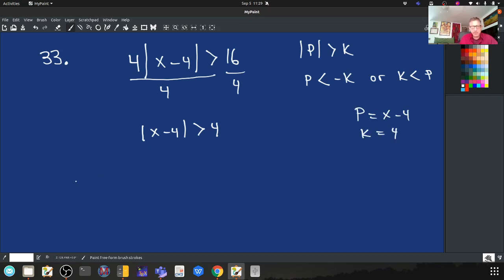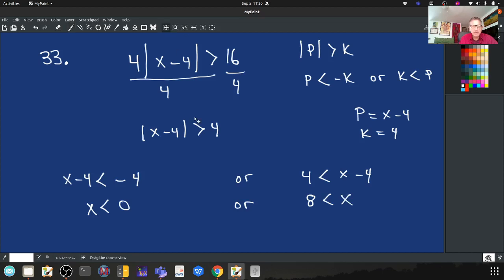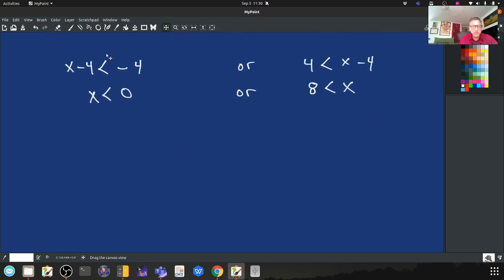So that means x minus 4 is less than minus 4, or 4 is less than x minus 4. So let's solve this one. I'm going to add 4 to both sides. This tells me x is less than 0. Or over here, I'm going to add 4 to both sides. 8 is less than x. So what you have to do is take the union of two intervals. So let's write both of these in interval notation.